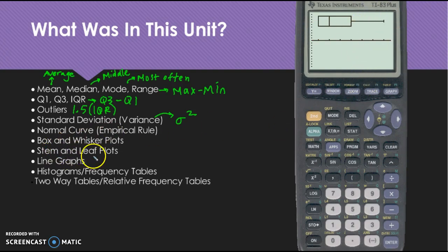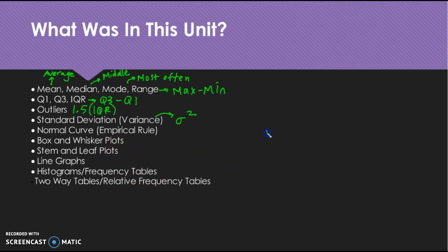Alright, so stem and leaf plots you can't put on the calculator. Your stem and leaf plots are the ones where you kind of make a T-chart almost. And you might put your tens or your decimals, maybe, you know, your ones place here.